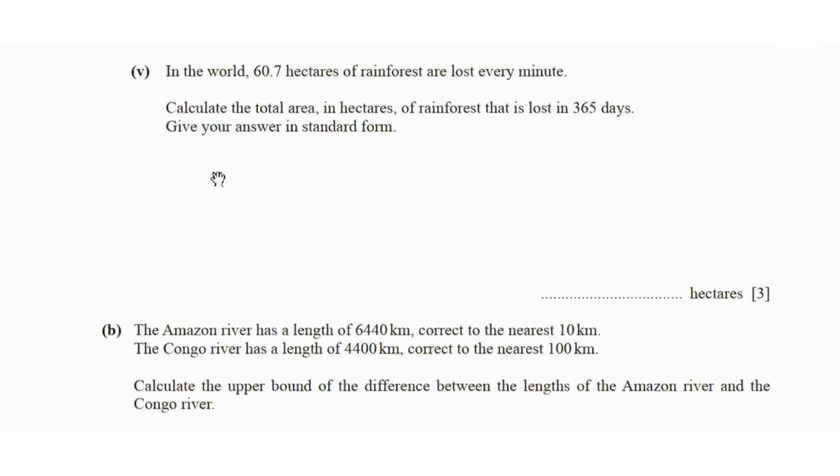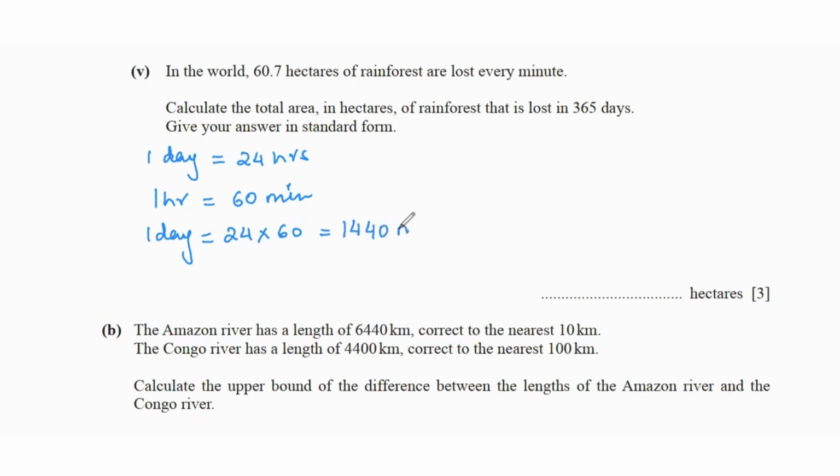In the world, 60.7 hectares of rainforest are lost every minute. Calculate the total area in hectares of rainforest that are lost in 365 days. Give your answer in standard form. So every minute, 60.7 hectares are lost. So 1 day has 24 hours. 1 hour has 60 minutes. So 1 day will have 24 times 60, which is equal to 1,440 minutes.